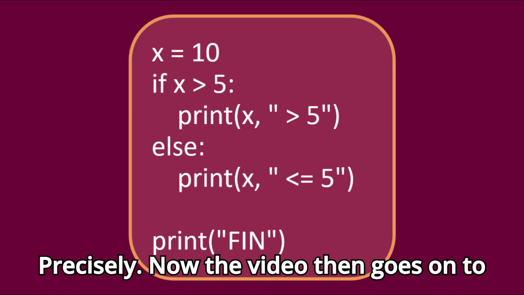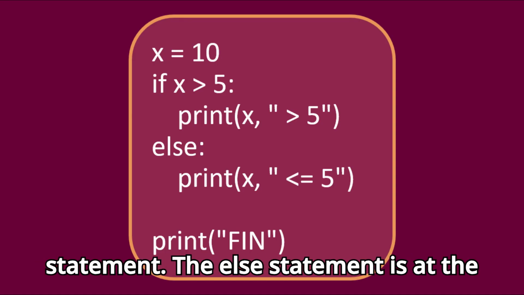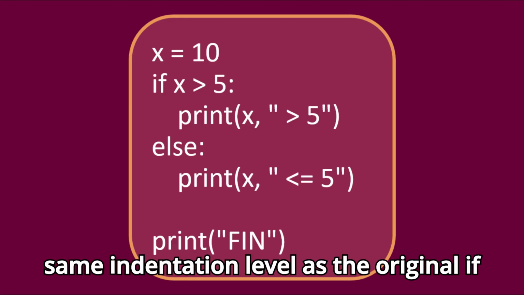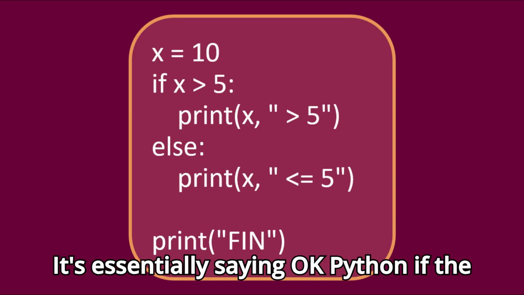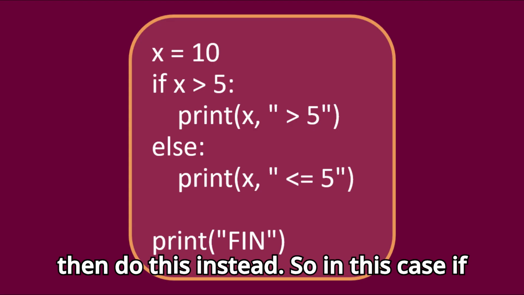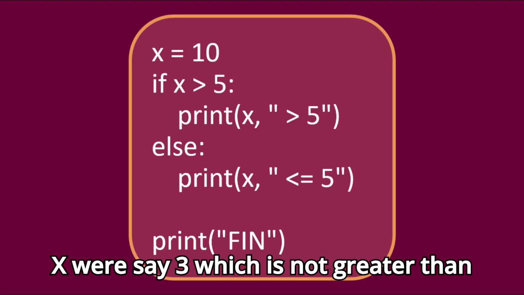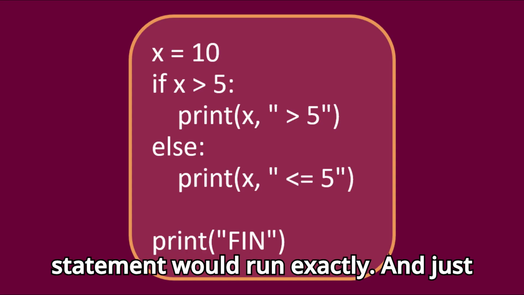Precisely. Now, the video then goes on to show an else statement, which is like the other side of the coin of an if statement. The else statement is at the same indentation level as the original if statement, and it also ends with a colon. It's essentially saying, okay, Python, if the condition in the if statement is not true, then do this instead. So in this case, if x were, say, 3, which is not greater than 5, then the code under the else statement would run. Exactly.